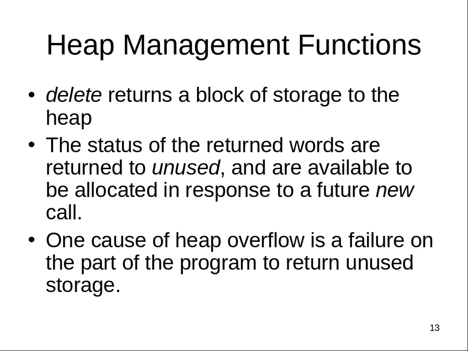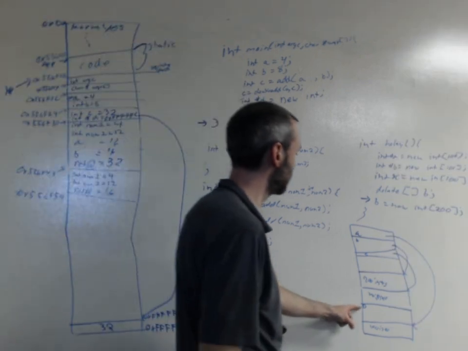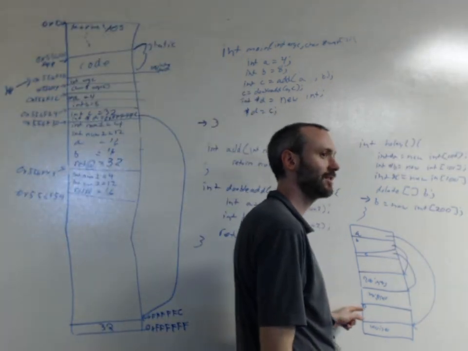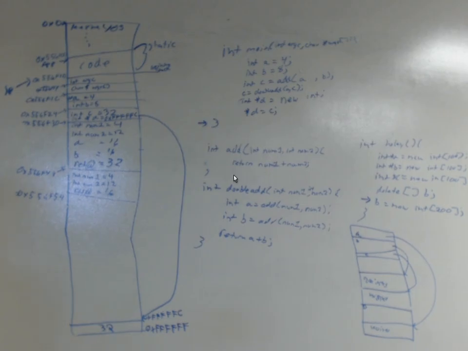So we have delete, and that's down here. I put in a D for delete or deallocate. So that's how you get rid of or deallocate the memory.